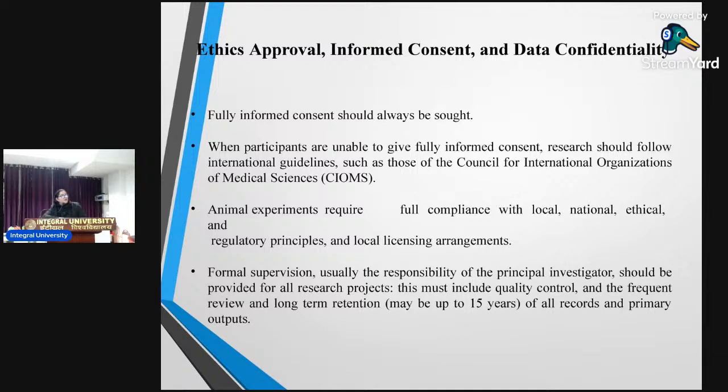When participants are unable to give fully informed consent, research should follow international guidelines such as those of the Council for International Organizations of Medical Sciences. So for example, your participants are not in a position to give consent, right?